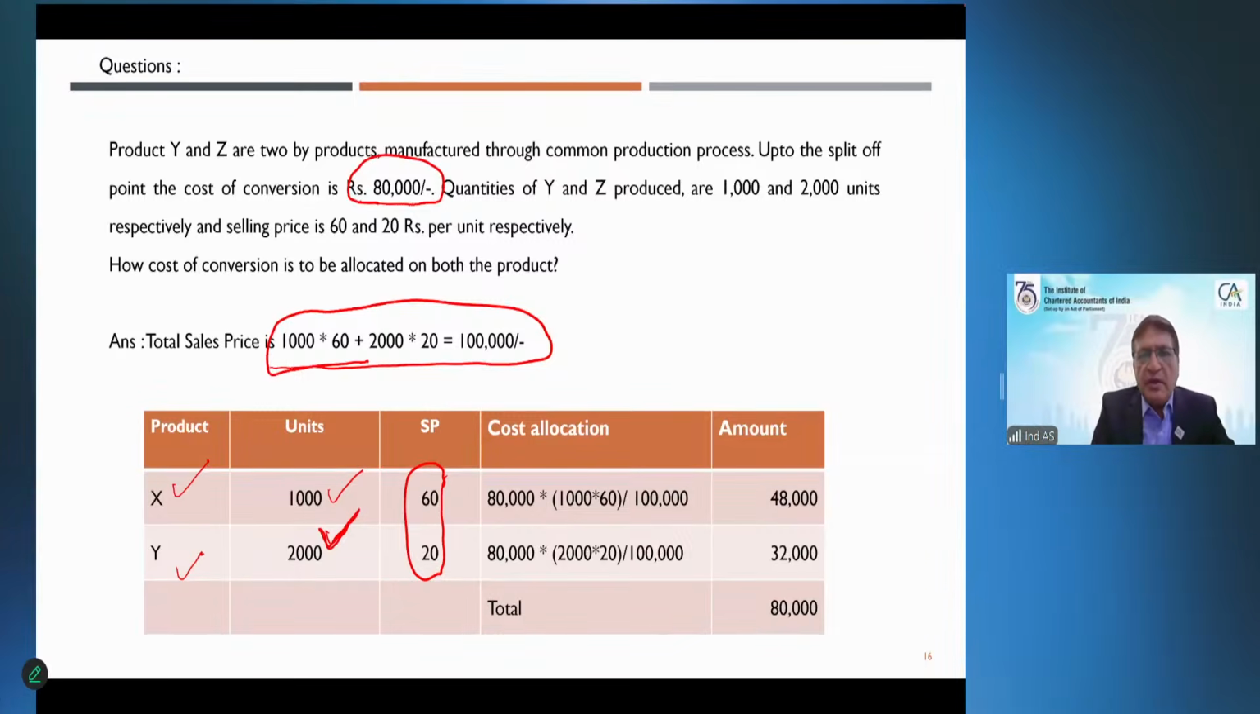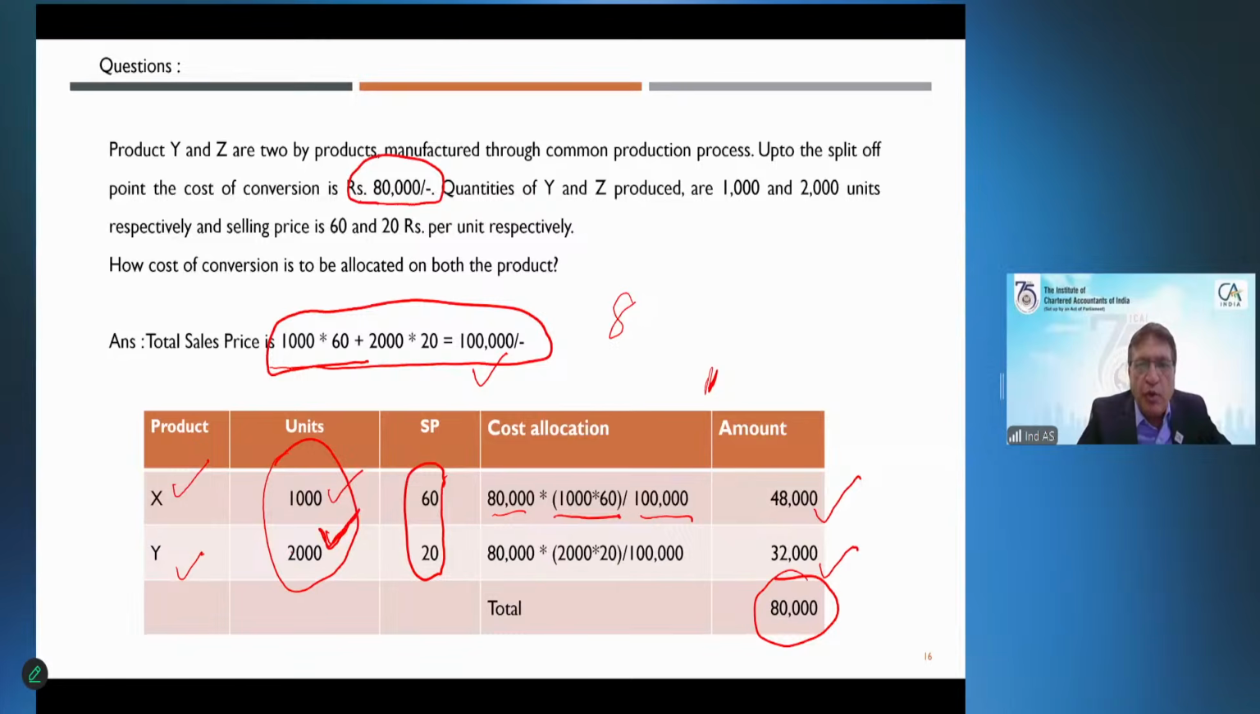So this 80,000 is to be divided in proportion to their comparative selling price or sales value. So the 80,000 is divided as 1000 multiplied by 60 divided by 1 lakh, their total sale price, which comes to 48, and this comes to 32. Total 80,000 is absorbed. What I mean to say here is, it should not be on quantity, otherwise it would have been 1 and 2. Their sales prices are also different. Therefore we have to find the total sellable value, and this will give us the absorption.